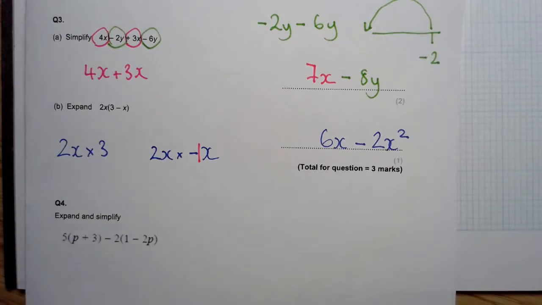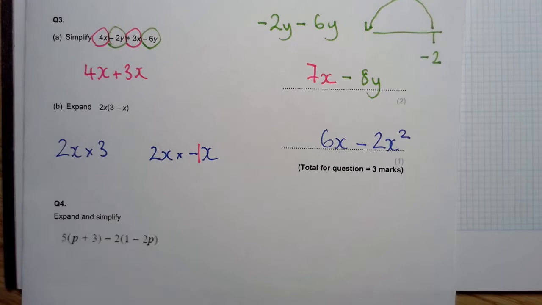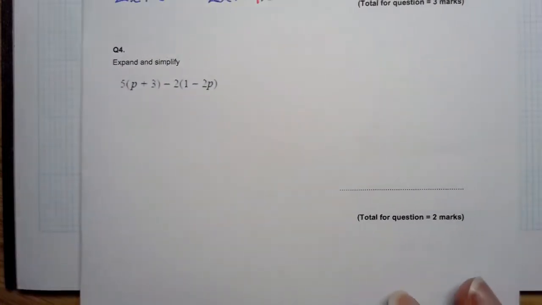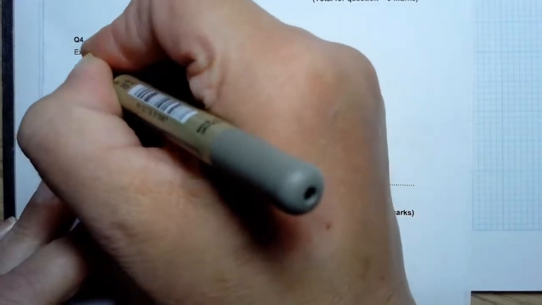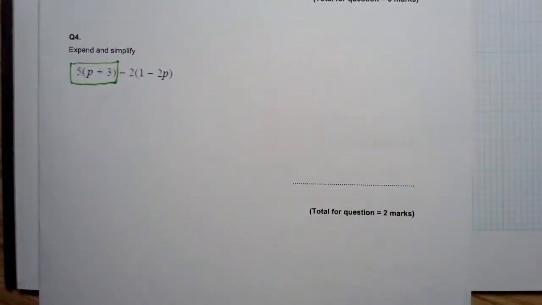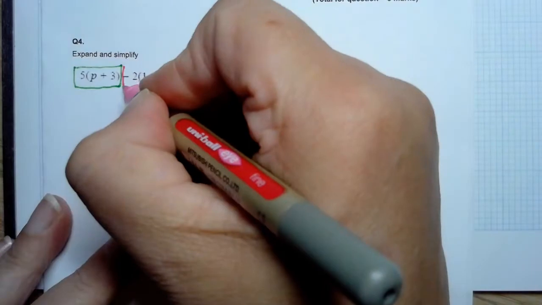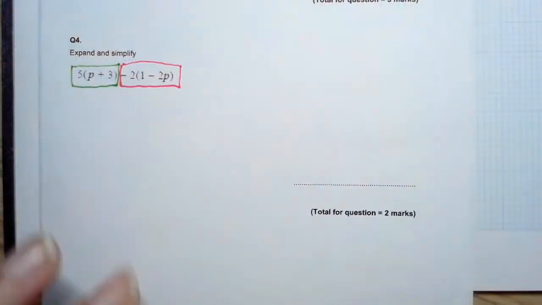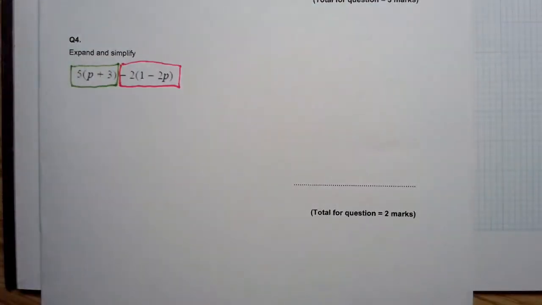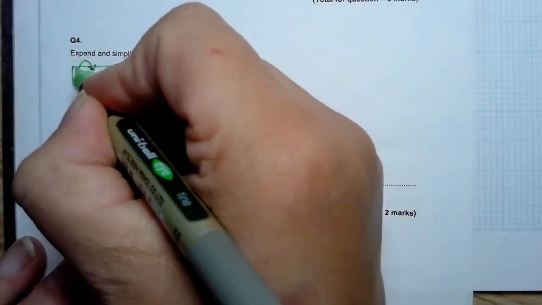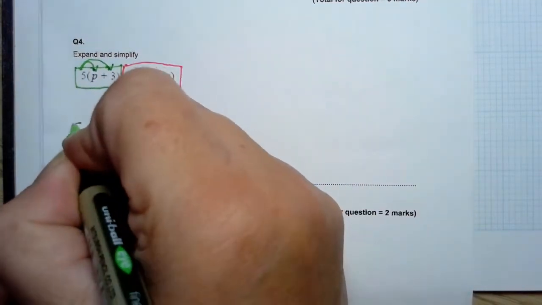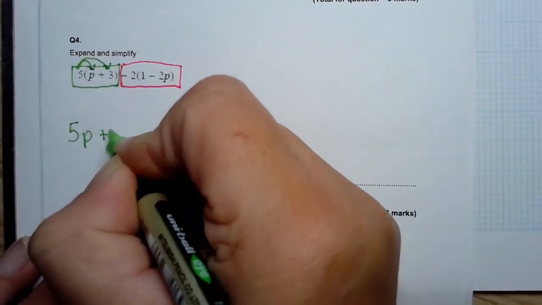And the last question on this page is question 4, where we're being asked to expand and simplify. Now when you have 2 sets of brackets, you need to deal with them separately, and I've taught you to draw a box around the first one and then a box around the second one, so you take into account the signs. So this question was a bit tricky because of that. So the first expansion, you're going to do 5 times p and then 5 times 3, which will give you 5p plus 15.